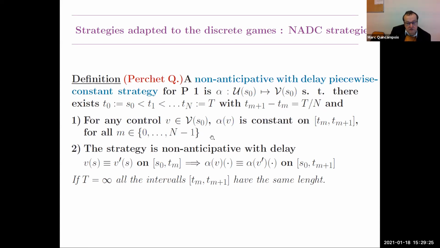But the first property says that in every time interval of the subdivision, alpha of v is a constant quantity. Okay? I will make it more precise later on, but this is very well adapted for making the relation with the discrete game case. Okay, we have this concept of strategy. And when T is equal to infinity, all the intervals should have the same length. So we have a strategy of this form, which will be well adapted to study weak approachability.